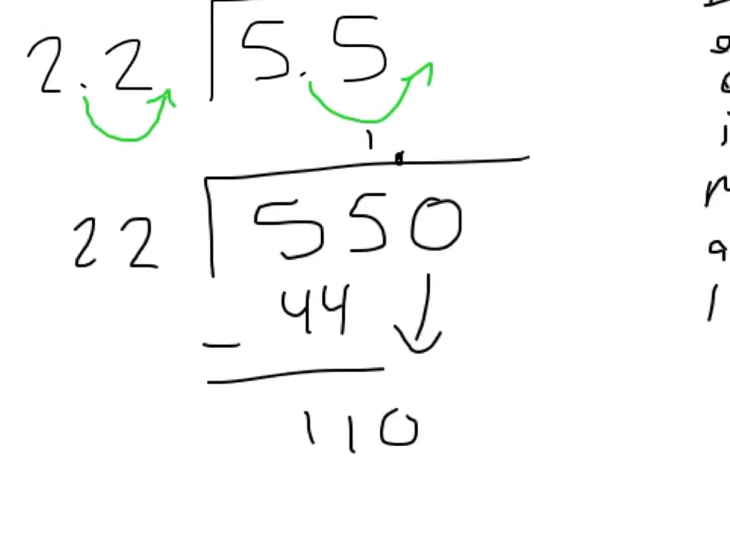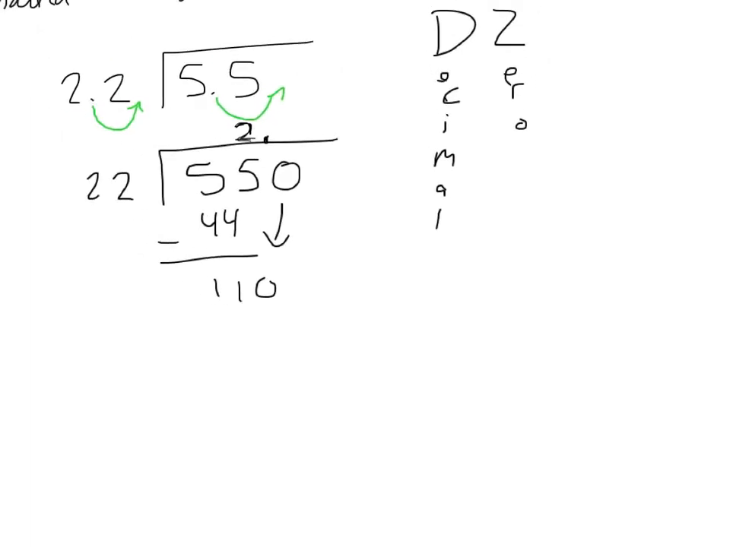22 goes into 55 not once. It is twice. I think I said twice, but wrote once. It's 2. Sorry about that. Anyway, 22 goes into 110, well, how many times? So this one isn't really common, but it's actually 5.